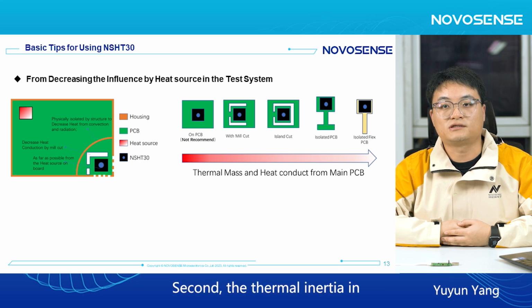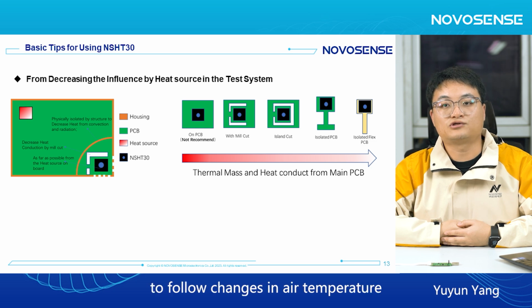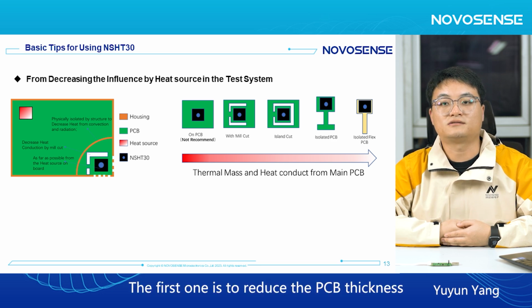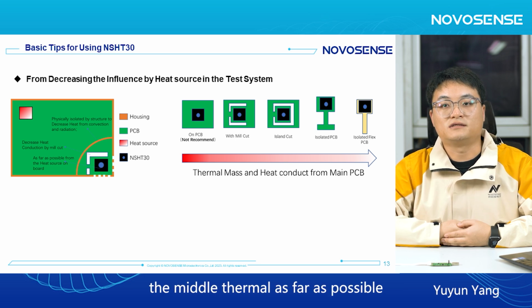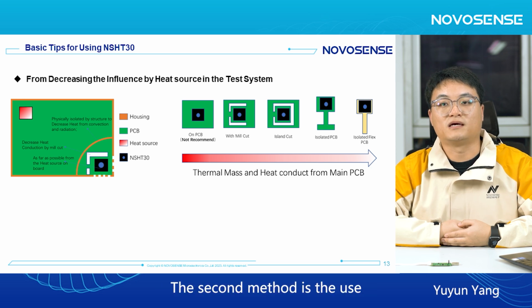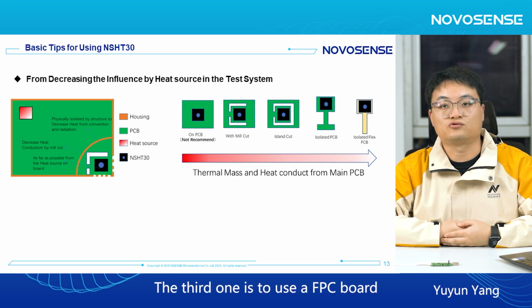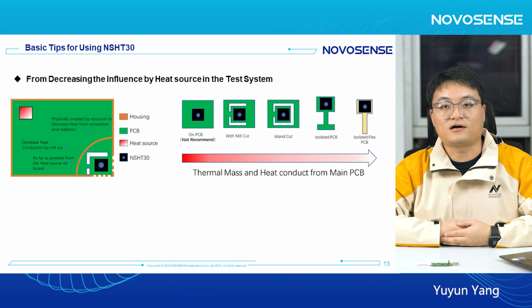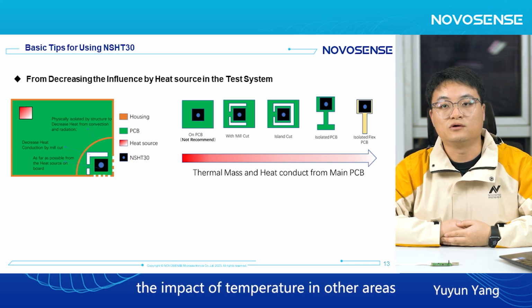Second, the thermal inertia in the sensor area should be reduced to improve the ability to follow changes in air temperature. The following methods can improve the ability to follow changes in air temperature. The first one is to reduce the PCB thickness by eliminating the need for bonding the middle thermal pad as far as possible or isolating the bonding pad from the PCB copper coating. The second method is the use of a separate small board which is connected to the main board via pins. The third one is to use an FPC board for connection to the main board. Third, the impact of temperature in other areas on the temperature in a sensor location should be reduced.